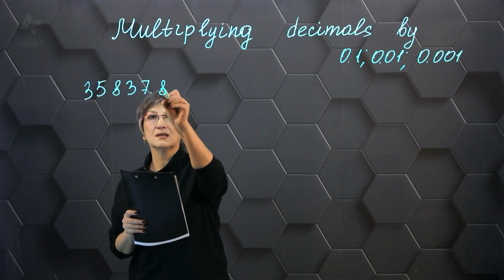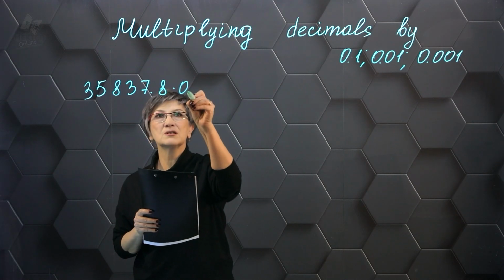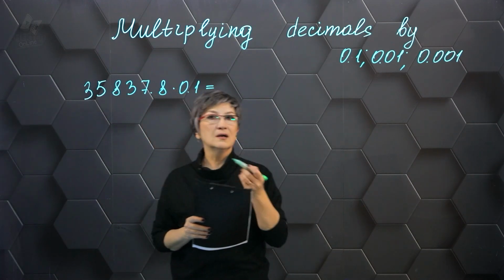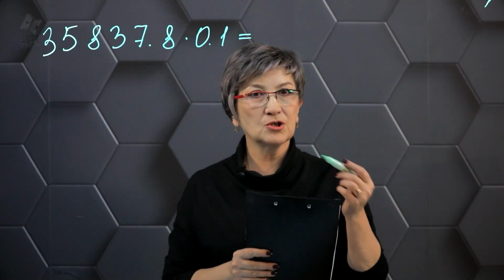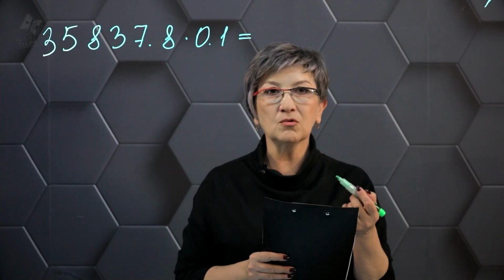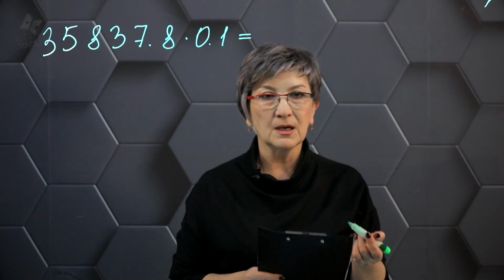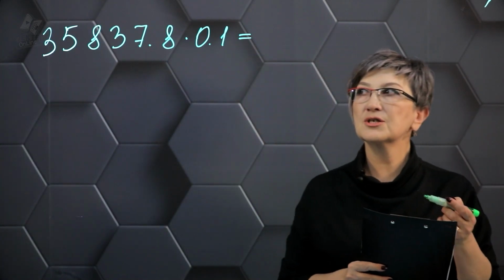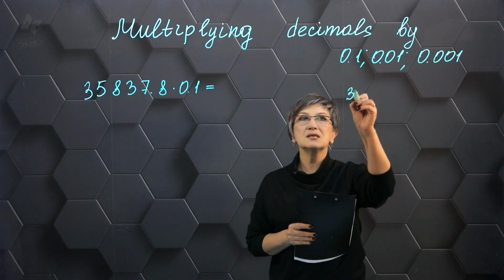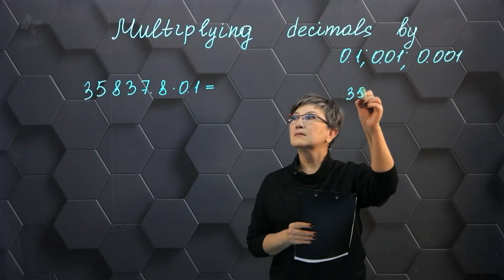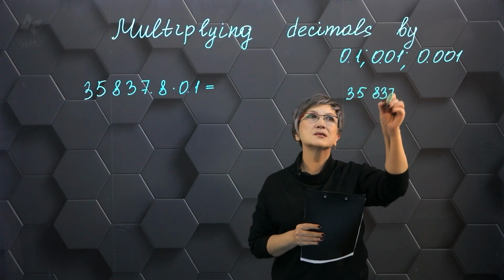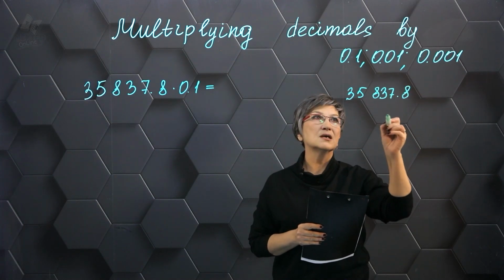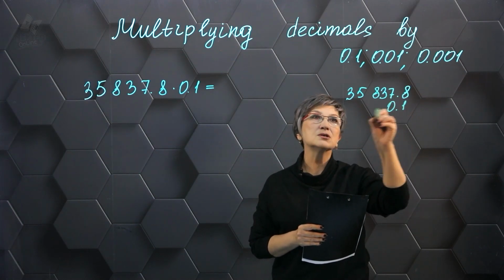35,837.8 tenths I will multiply by 0.1 tenth. Of course, when multiplying a decimal fraction by a decimal fraction, I can use column multiplication, and let's multiply these numbers by column multiplication. So 35,837.8 decimals, I'm going to multiply by 0.1.